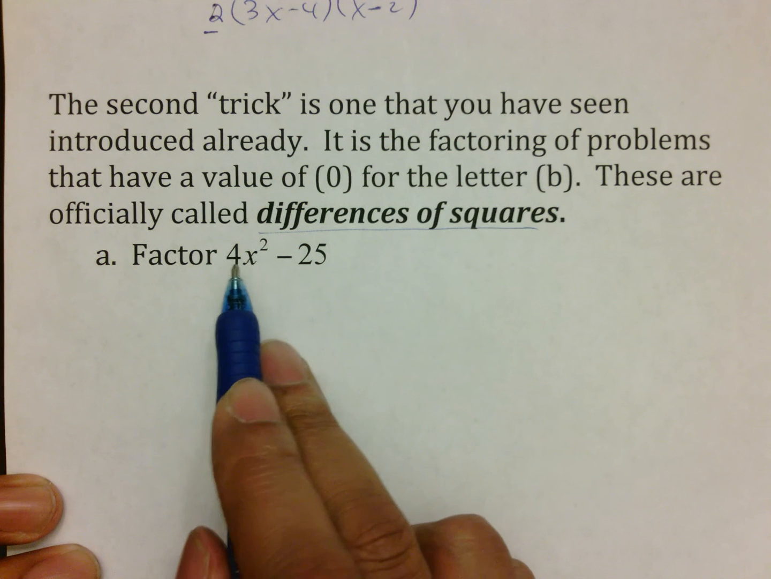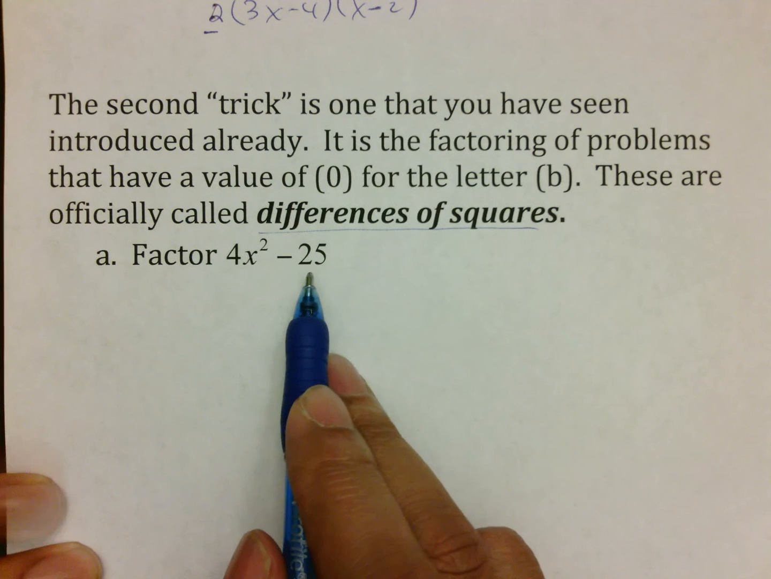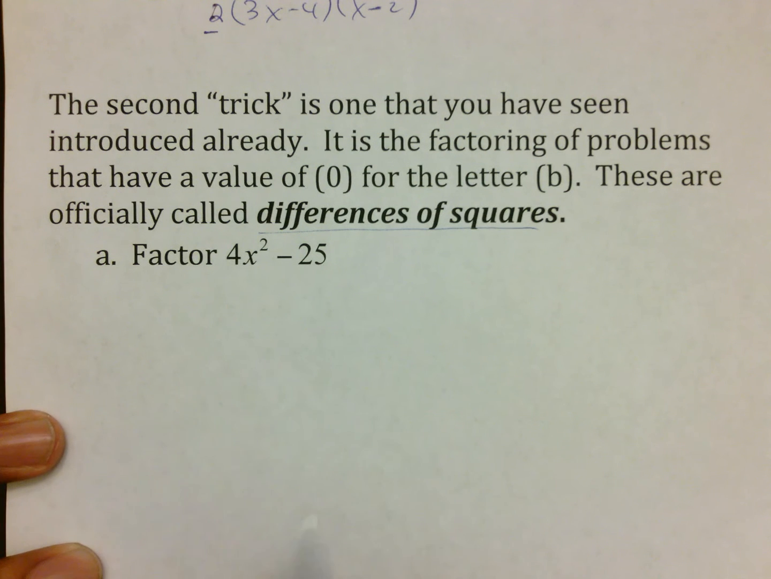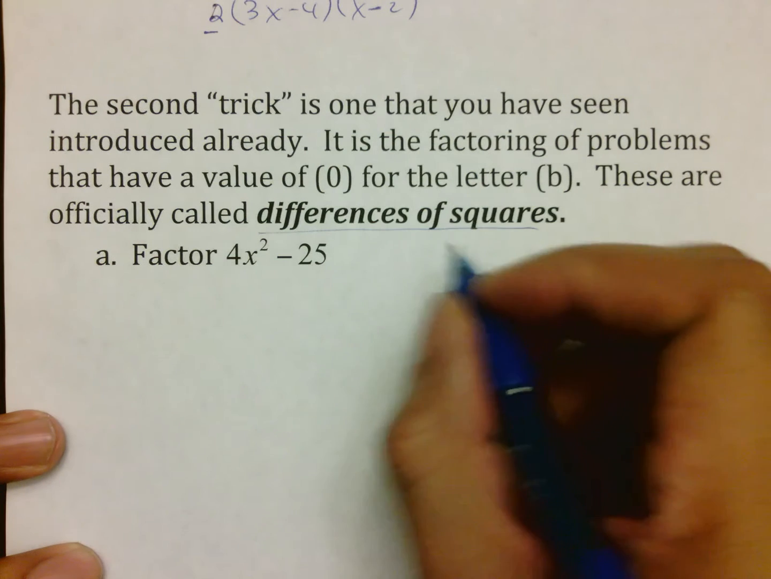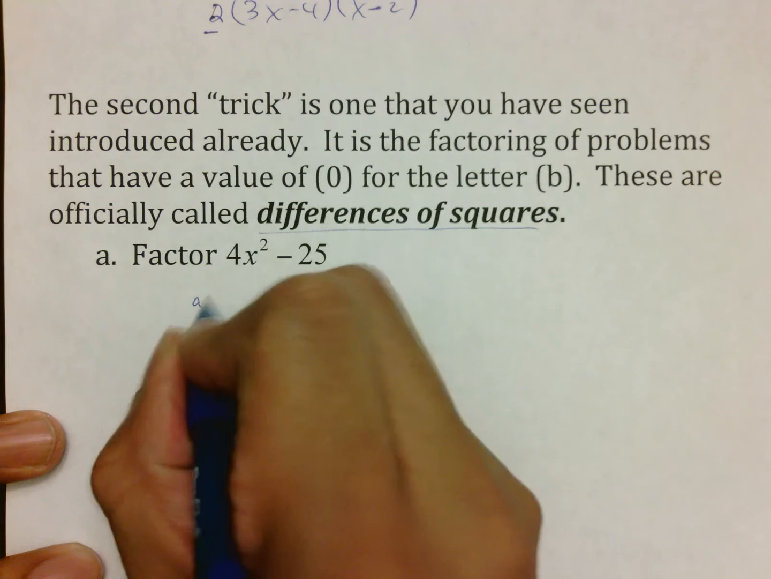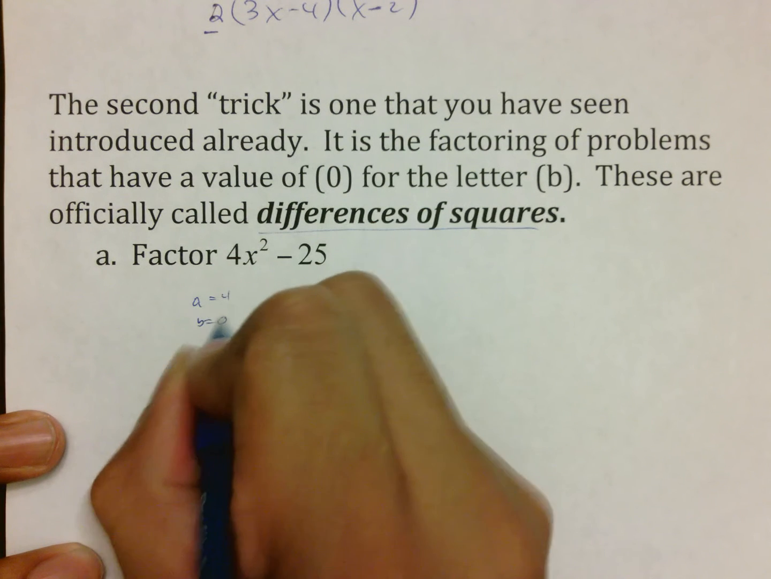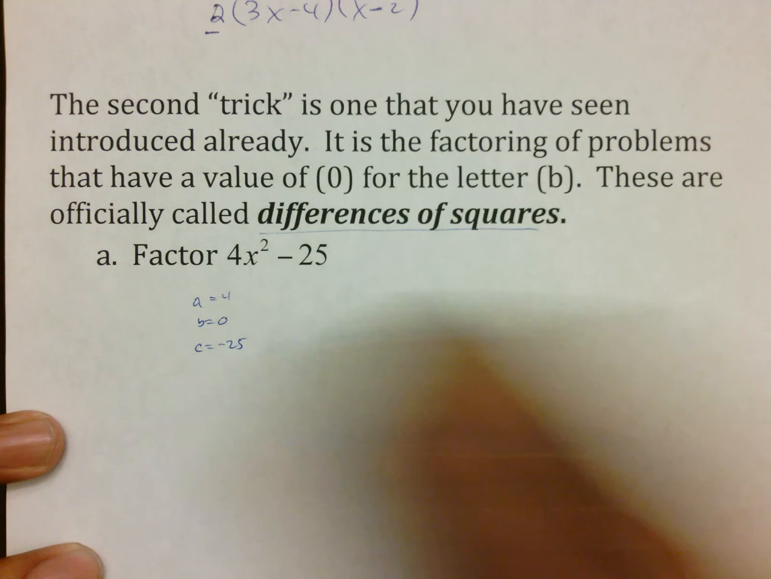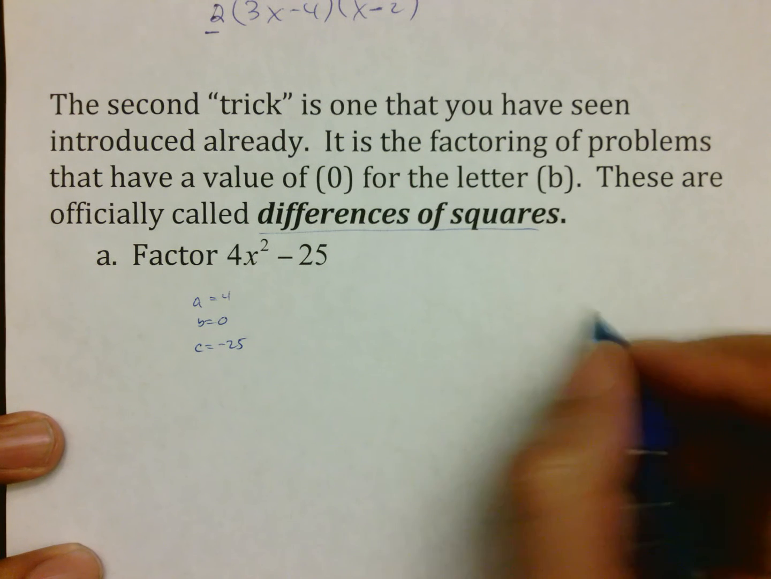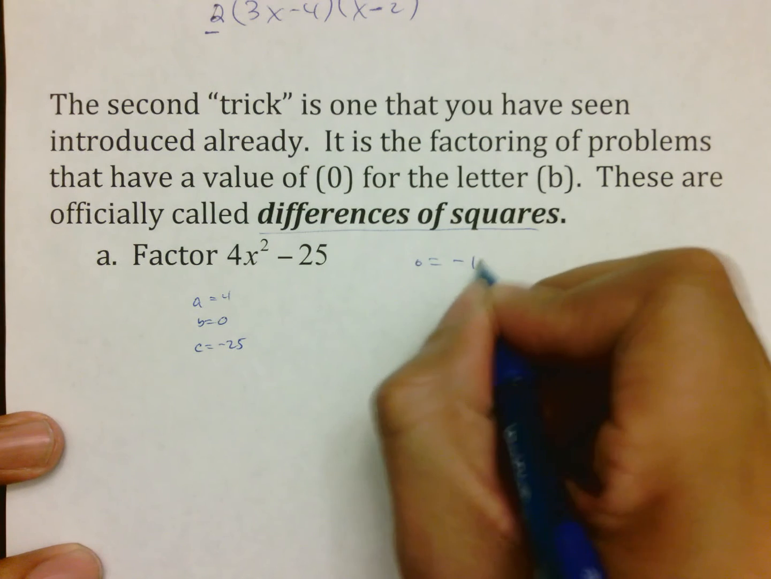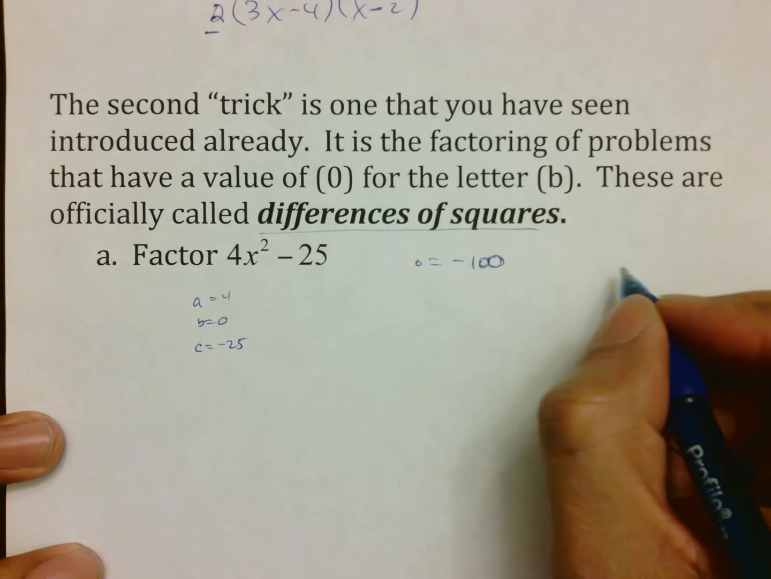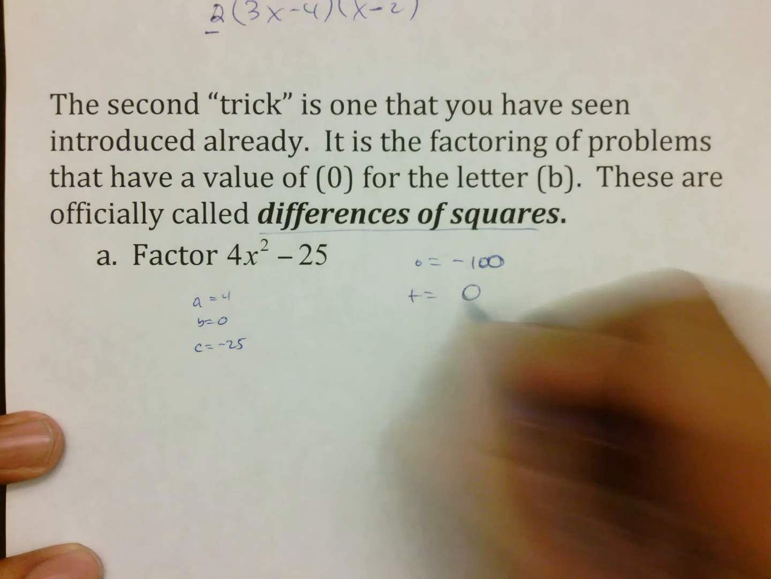But it's a perfect square typically over here and a perfect square typically over here. But we can still use the same process we've been doing, because in this case we're talking about A being 4, B being 0, C being negative 25. And what you get there is you want numbers that multiply to be negative 100, again, hopefully you saw this already, and add to be 0.